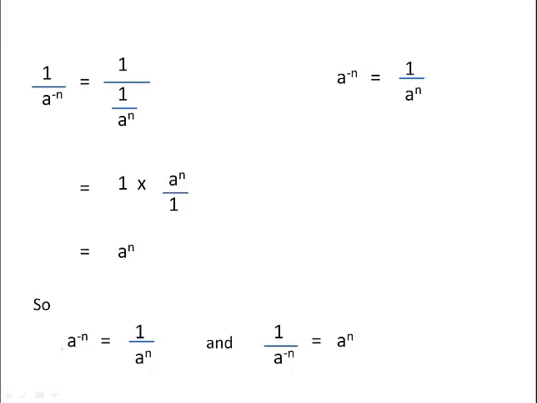Essentially, if you have a value raised to a negative power in the numerator, you could flip it to the denominator and make the power positive. Or, if there is a value in the denominator with a negative power, you could flip it to the numerator and make the power positive.